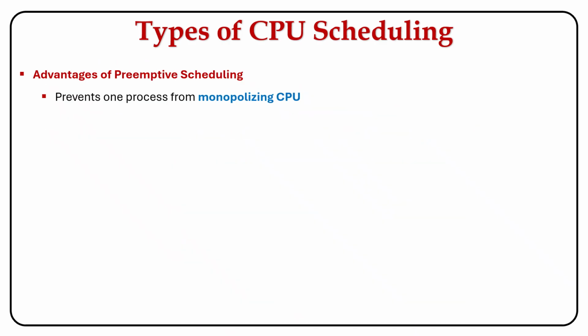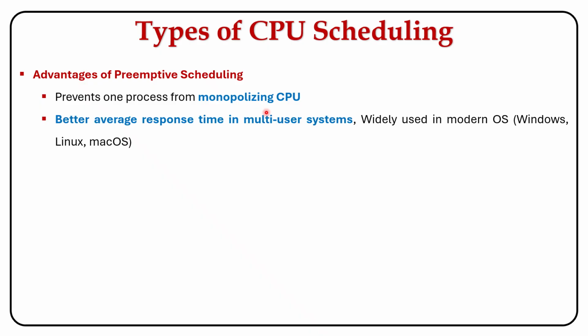The advantages of preemptive scheduling is it prevents one process from controlling the CPU, and better average response time in multi-user systems. It is widely used in modern operating systems such as Windows, Linux, and Mac OS.